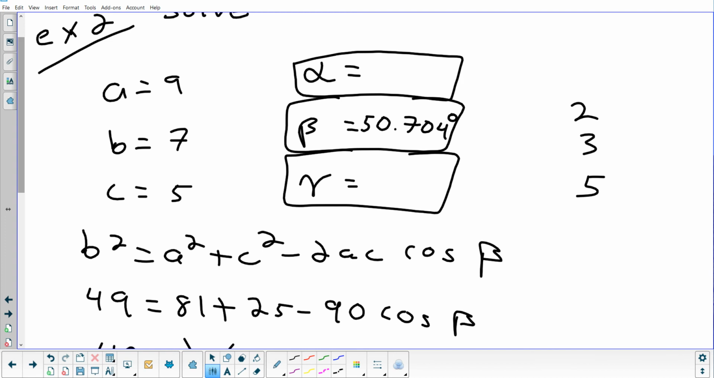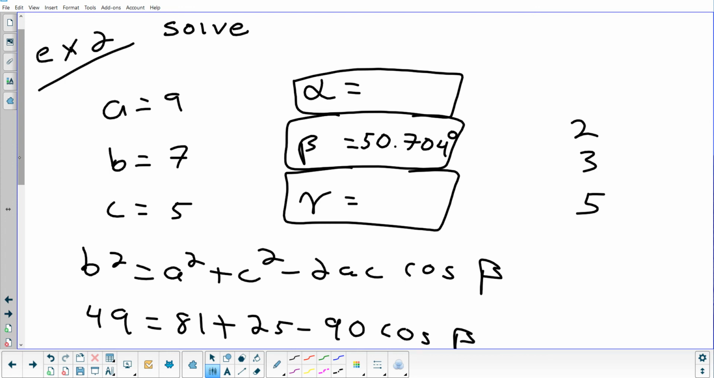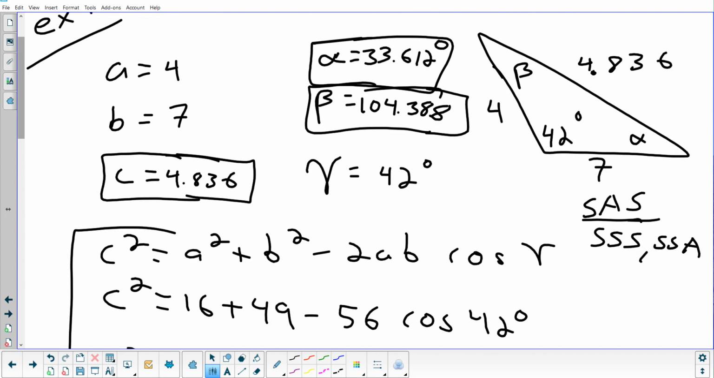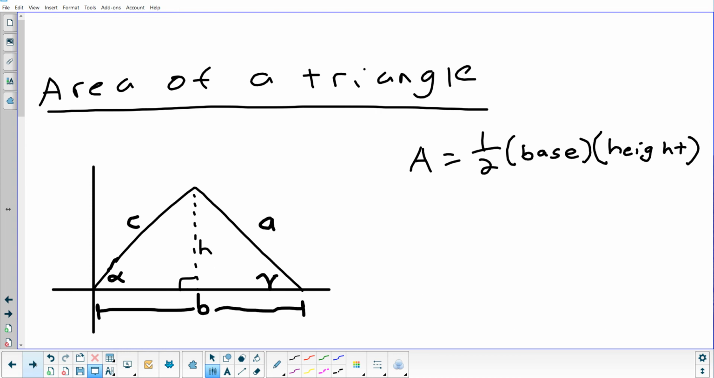And if you want me to show you that after, just let me know. All right, so any question on that? So that's an example using law of cosines to find an angle. This was an example of using law of cosines to find a side and an angle. Okay, we did both. All right. So let's look at this one.